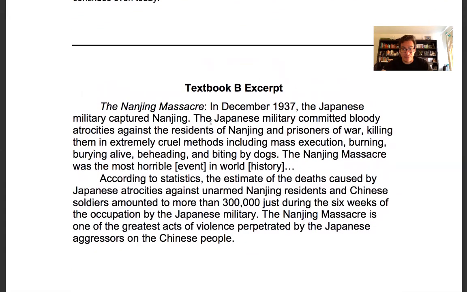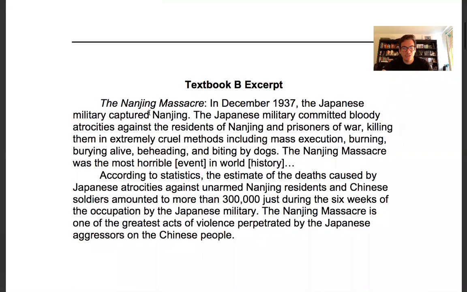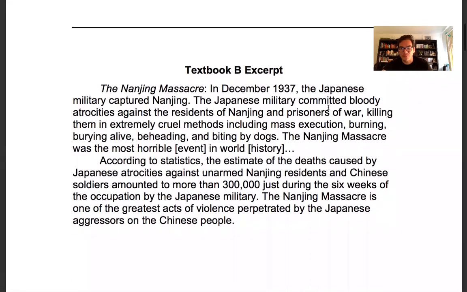The Nanjing Massacre. December 1937, the Japanese military captured Nanjing. The Japanese military committed bloody atrocities against the residents of Nanjing and prisoners of war, killing them in extremely cruel methods, including, now they're going to tell us what they say the Japanese did, mass executions, burning, burying alive, beheading, biting by dogs. The Nanjing Massacre was the most horrible event in world history.